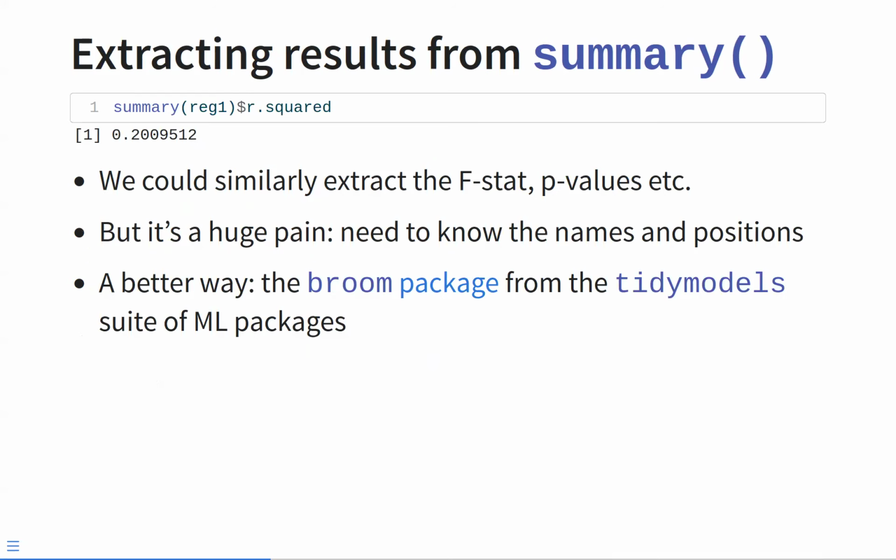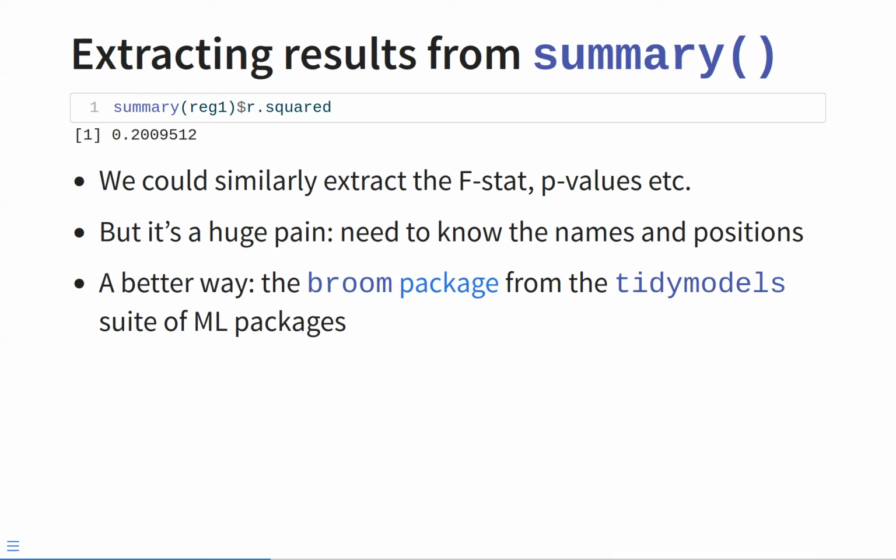So we could use this command to extract things. Like if I told you there's a list element inside of summary called r.squared, you could then use that to extract the r squared as follows, using the $ notation that we learned in our lecture on base R that's used to extract list elements by name. And we could get out the fstat that way, and we could get out the p-values, but it's a pain. We would need to know all the names. We would need to know all the positions.